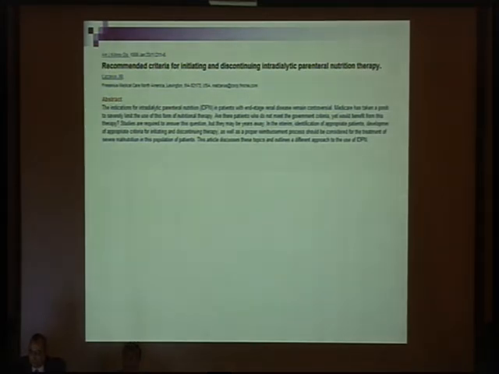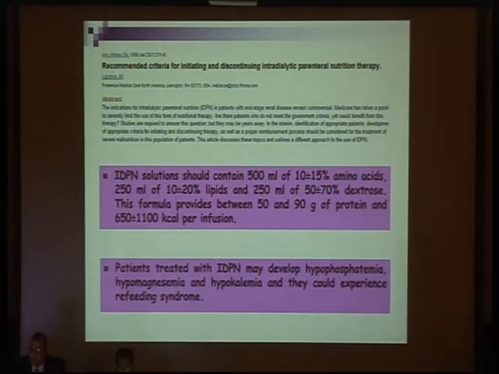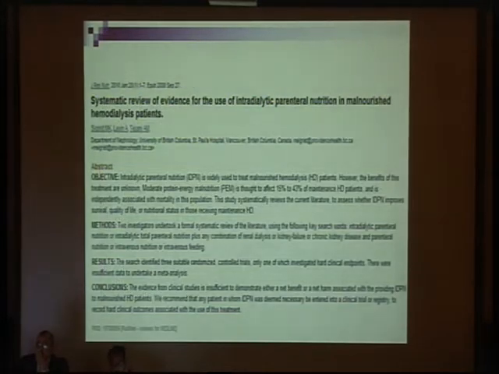So what about the recommendation criteria for initiating or discontinuation of the parenteral nutrition therapy? As we know, the parenteral nutrition should always contain a certain concentration and amount of amino acids, lipids, and dextrose. This formula provides between 50 to 90 grams of protein per infusion. Patients treated with parenteral nutrition may develop hypophosphatemia, hypomagnesemia, or hypokalemia, and they may experience refeeding syndrome.